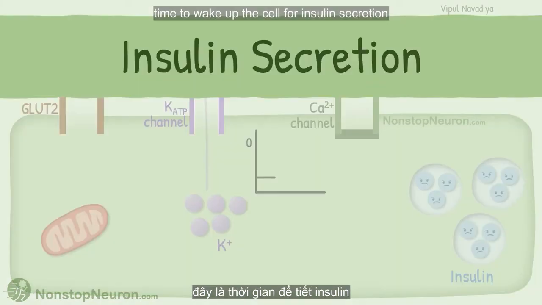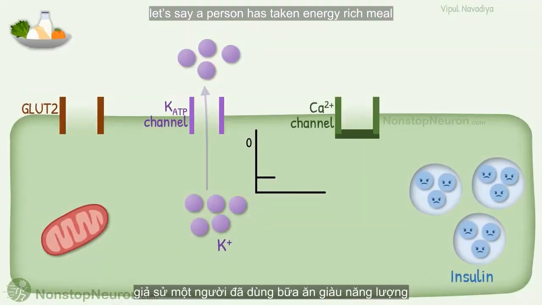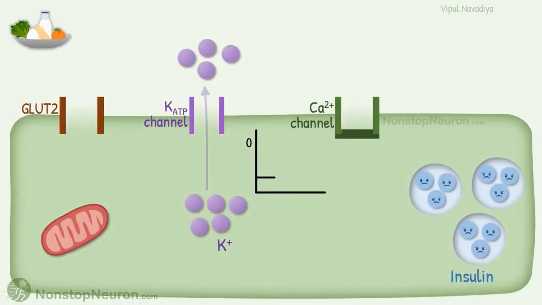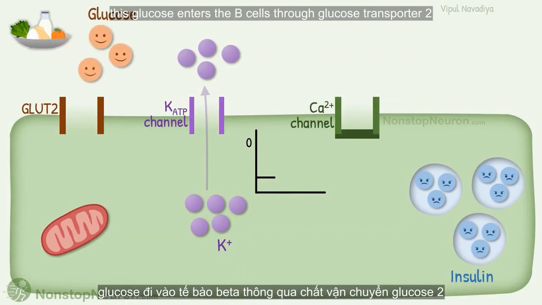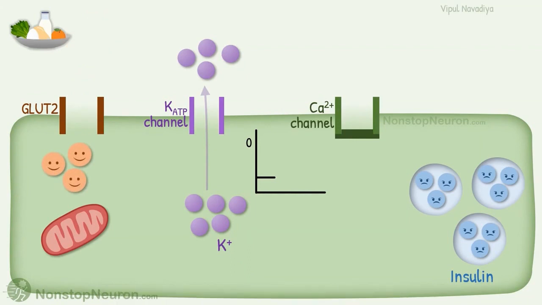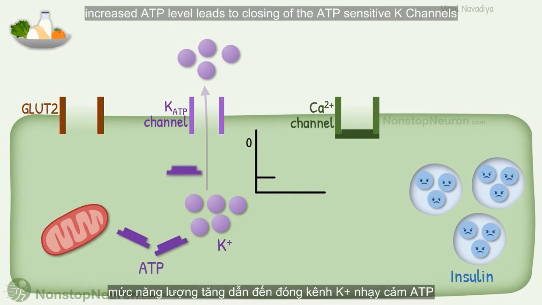Time to wake the cell up for insulin secretion. Let's say a person has taken energy-rich meal. This increases glucose level in the blood. This glucose enters the beta cells through glucose transporter 2. Metabolism of the glucose in the cell produces ATPs. Increased ATP level leads to closing of ATP-sensitive potassium channels.